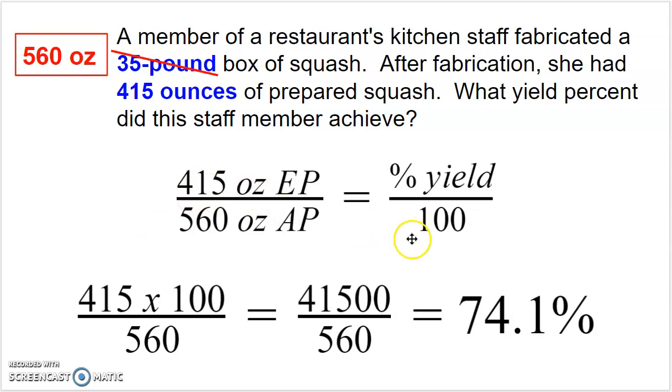So then we multiply 415 times 100, divide by 560, and we end up with 74.1% for our percent yield.